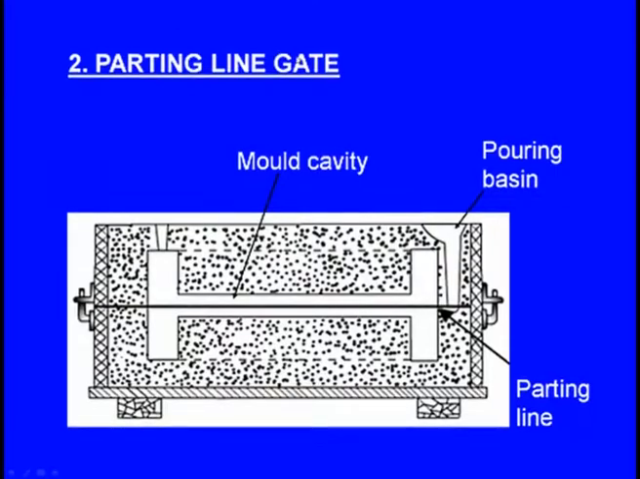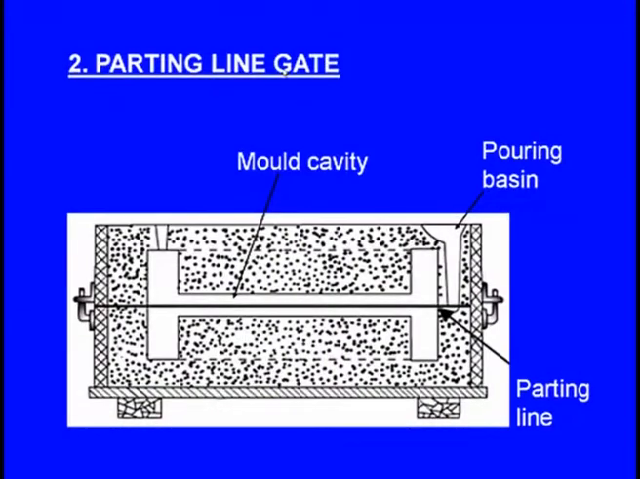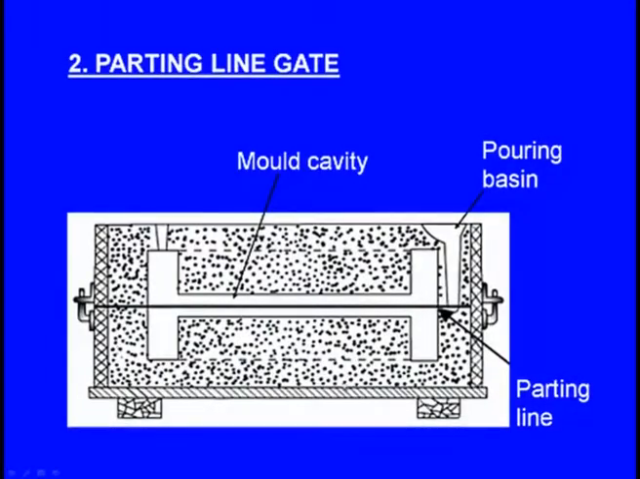Next one, the parting line gate. In the case of the top gating system, the molten metal enters into the mould cavity from the top of the mould cavity. Whereas, in the case of the parting line gate, the molten metal enters into the cavity along the parting line. Now, you can see here, this whole thing is the mould, this is the drag and this is the cope and this is the parting line.